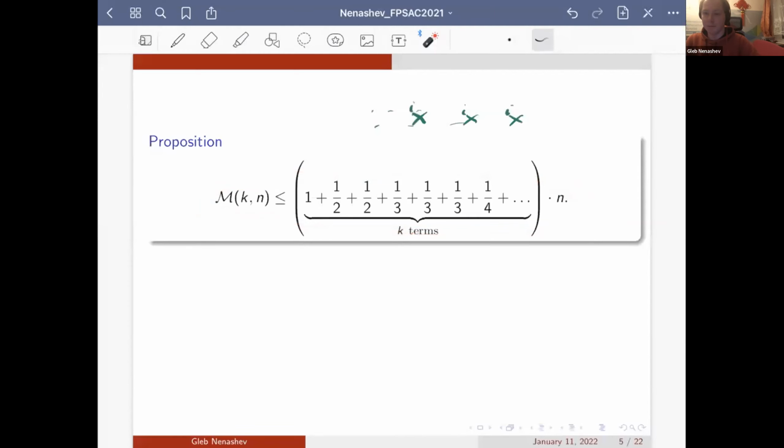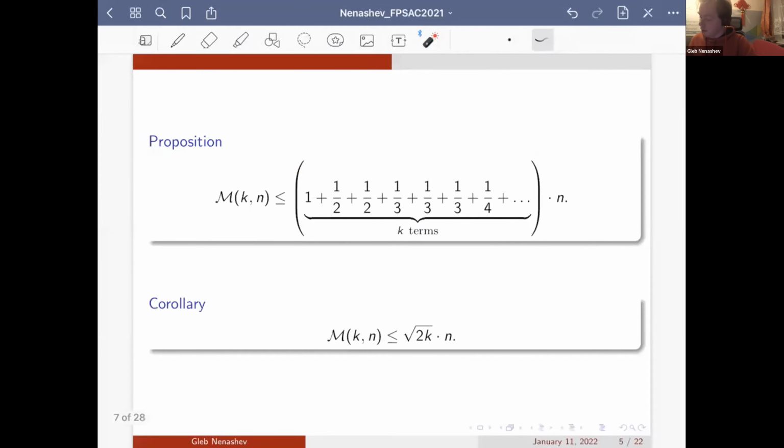Of course, without missing steps. And this bound is almost this bound. So maybe it's better to think about this square root of 2k times n. So it's not linear in k.